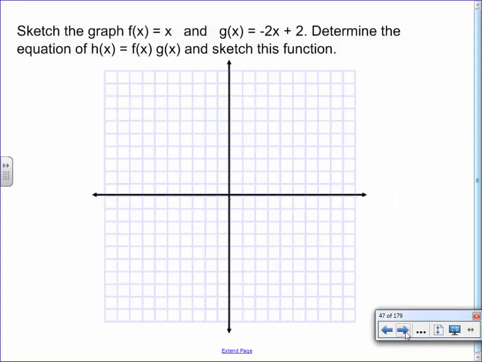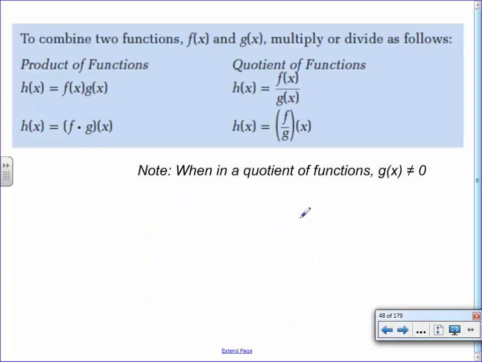So, why don't I skip this one here, unless you guys really feel like we need to do the exact same thing, but what do you think is going to happen when you times an x graph by a negative 2x plus 2 graph? What's the result going to be? Yeah, a quadratic. Okay. So you guys can probably handle that. So here's a way that you can deal with products. You can either write f of x literally next to g of x, or you can do f dot g of x, meaning that you're multiplying them.